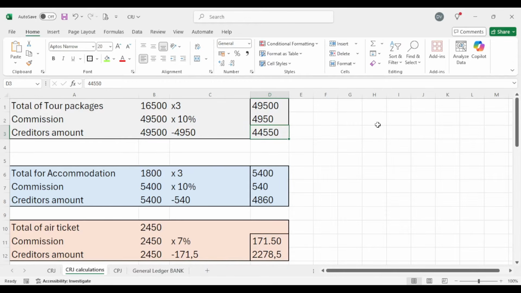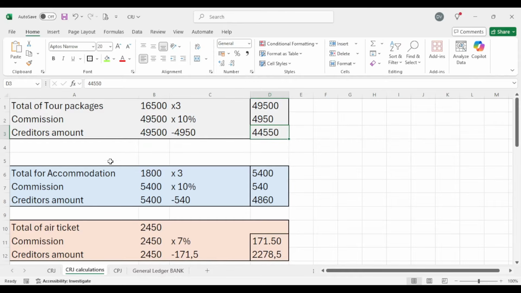Why do we do this? Remember, your client pays you the full amount, right, for the tour packages, 49,500 Rand. But not all of that money belongs to you. The commission part is yours, but the balance is still due to the creditor, which you will pay maybe at the end of the month or at a specific date that you've agreed upon with the creditor. In this case, the creditor is SAA.